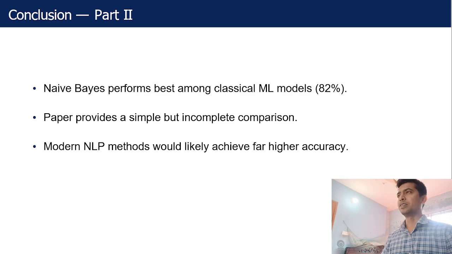Conclusion: naive Bayes performed really well among all the machine learning models. The paper provides a simple but incomplete comparison. Modern NLP methods would likely achieve far higher accuracy.